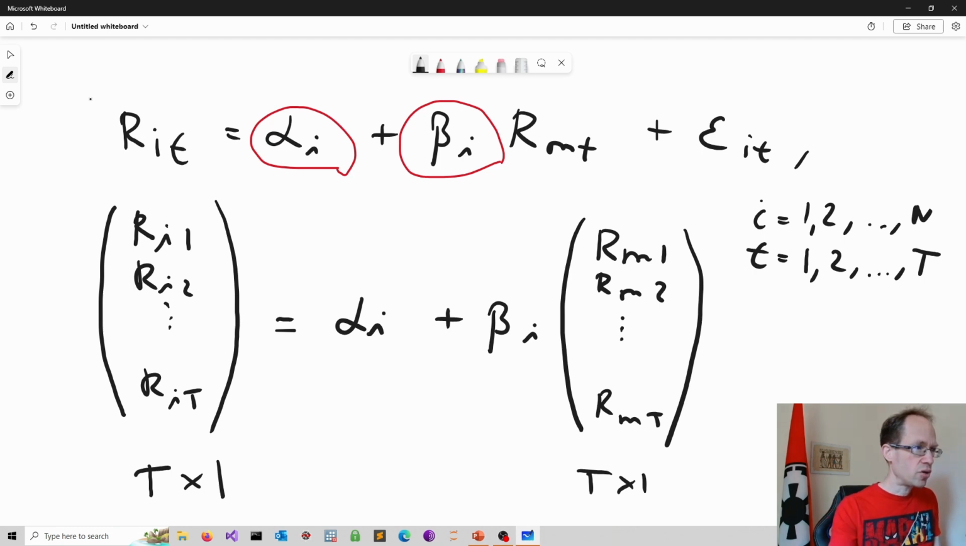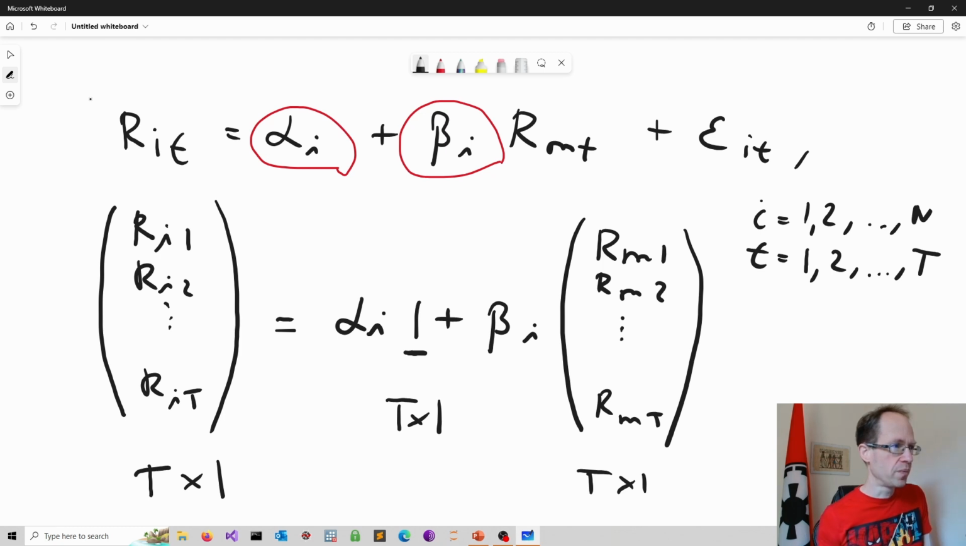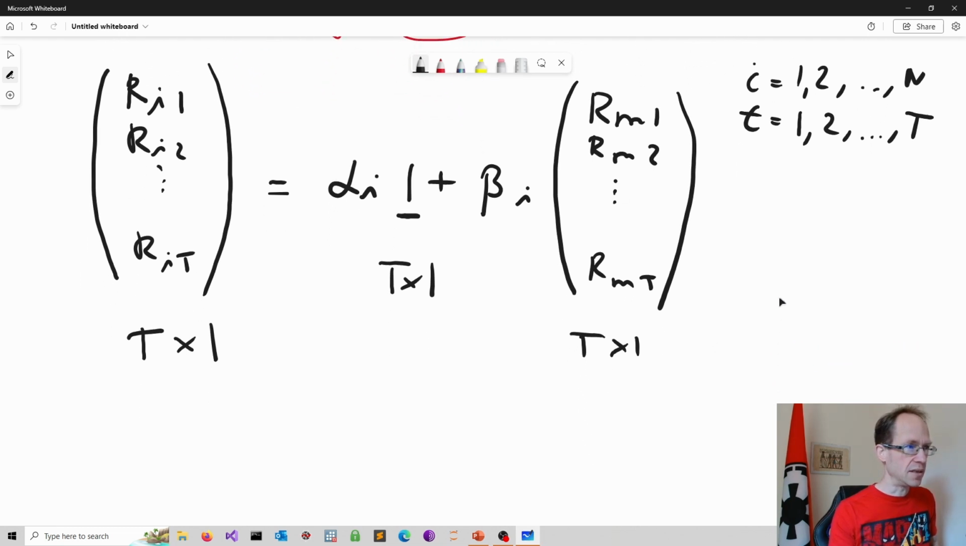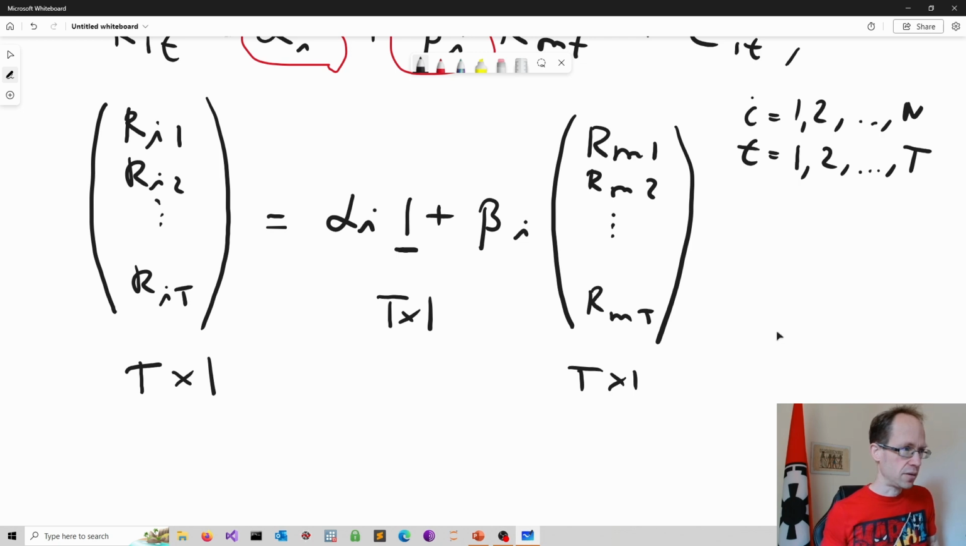Now, of course, to match the structure, because this is a T times 1 column vector, I have to maintain the same structure. This will need another vector of all ones. I just use 1 underline here. This 1 underline would have the same dimension to match it, so it's a T times 1 dimension. Because the alpha_i is just a number, it's a scalar, I have to match the dimensions, otherwise I can't add these different vectors.